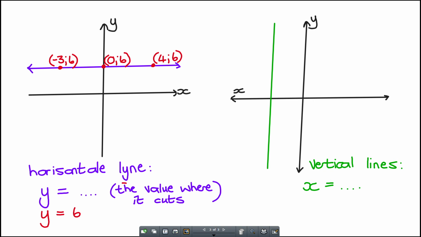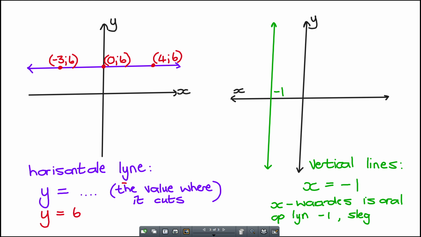Excuse. Okay, so kom ons gebruik 'n voorbeeld. Ons sê hierdie enetjie is x is minus 1. So then the equation of this line will be x is minus 1. Okay, so dan kan jy daar skryf x-waardes is oral op lyn minus 1. Slegs y-waardes kan verskil.